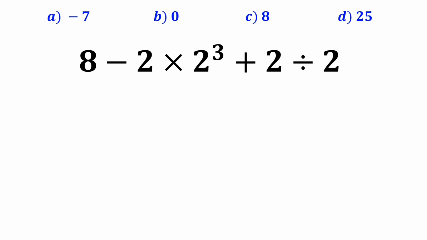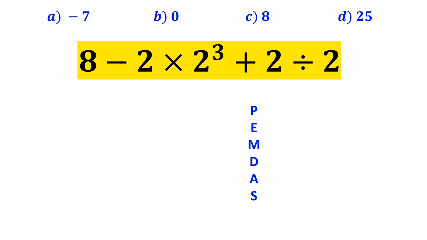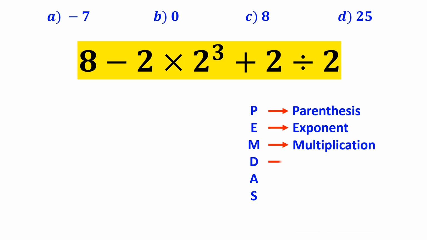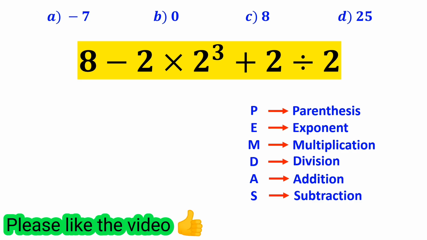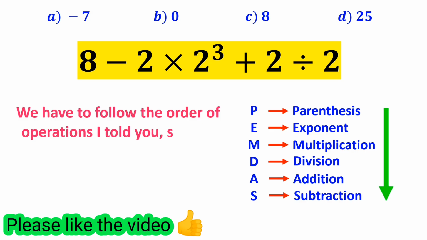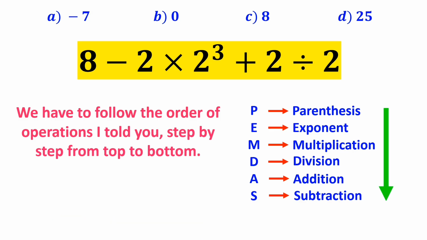Now let me show you how to solve this expression correctly. To solve this question, we need to follow the PEMDAS rule. In this rule, P stands for parentheses, E stands for exponent, M stands for multiplication, D stands for division, A stands for addition, and S stands for subtraction. We have to follow the order of operations I told you, step by step from top to bottom.